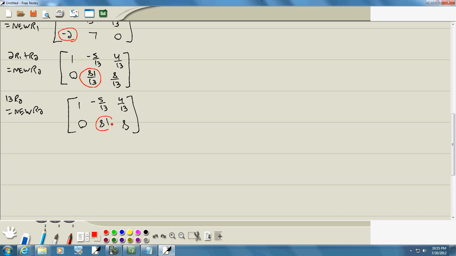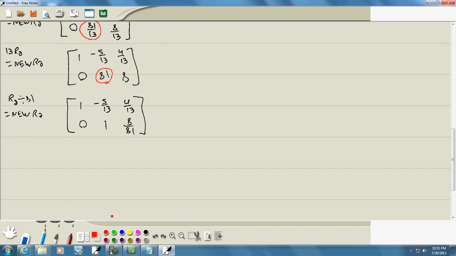Okay, and we're still trying to get a 1 here. Well, if I take everything in that row divided by 81, so I'll take row 1 divided by 81, gives me my new, did I say row 1? I lied to you. Row 2 divided by 81 gives us our new row 2. Okay, so 0 divided by 81 is 0. 81 divided by 81 is 1. 8 divided by 81 is 8/81.